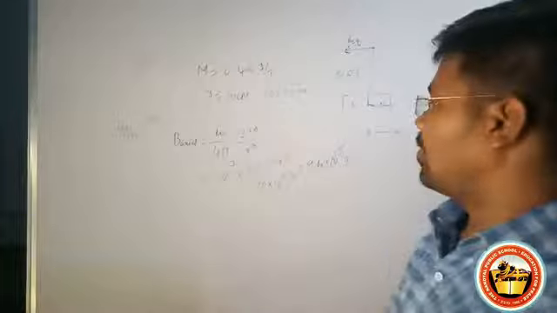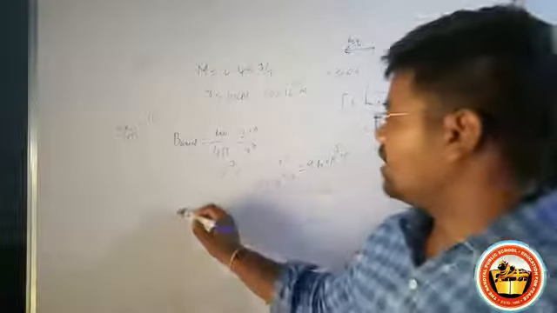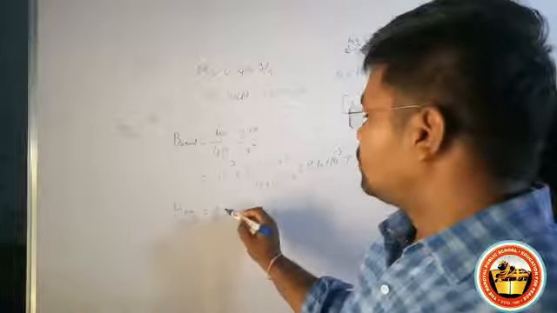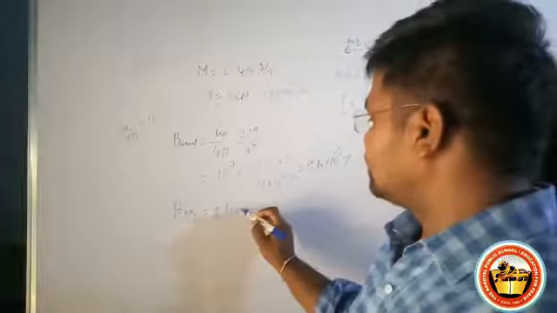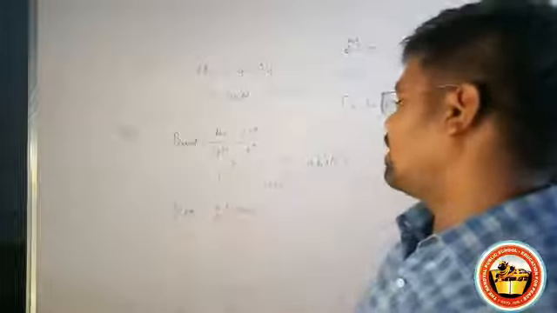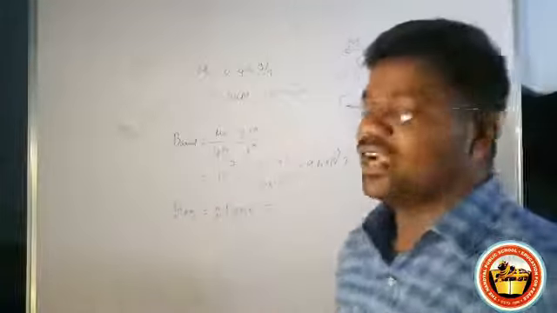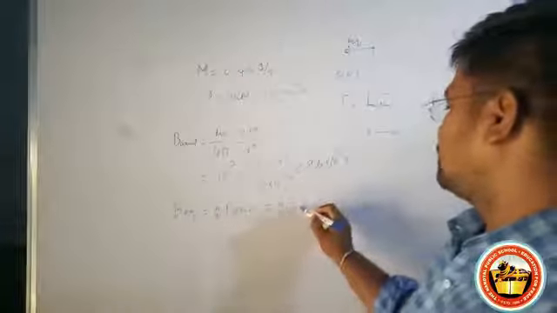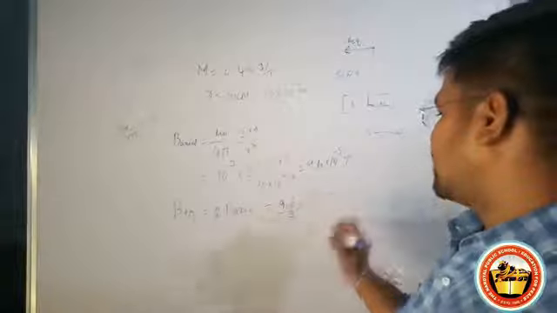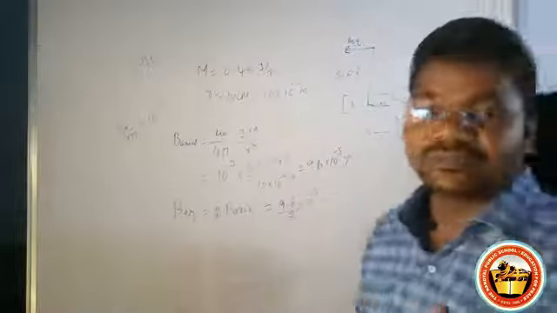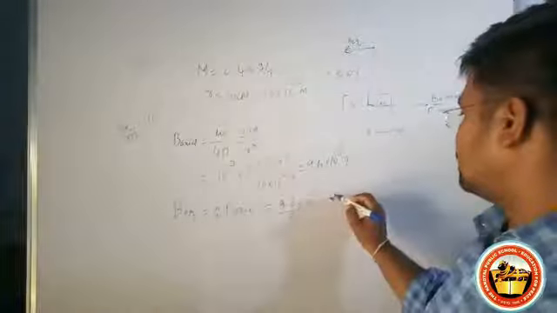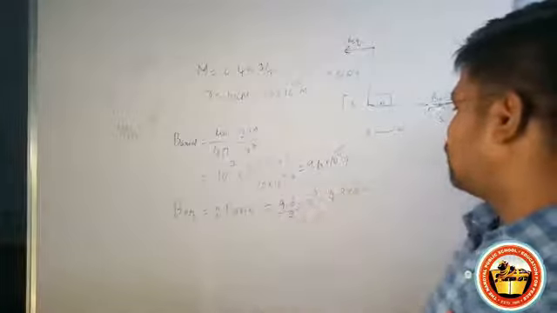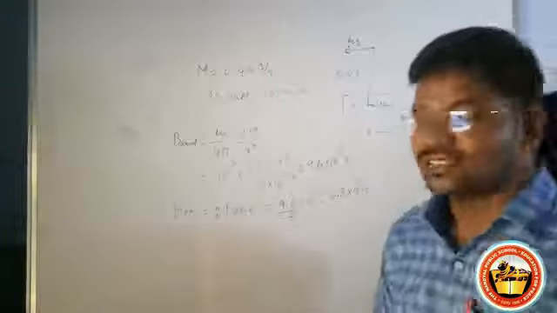9.6 × 10⁻⁵ Tesla. Okay, how can we find equatorial? We know that B equatorial is equal to 2 times B axial. From that we have to find it, otherwise we have to find by using the formula. 9.6 divided by 2 into 10 power minus 5 becomes 4.8 into 10 power minus 5 Tesla.